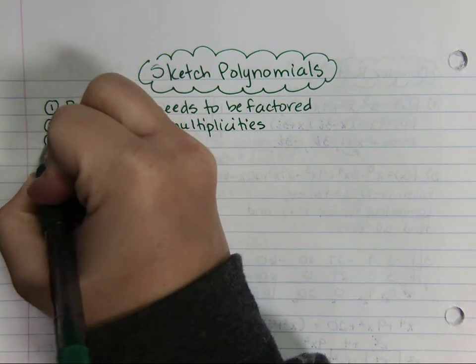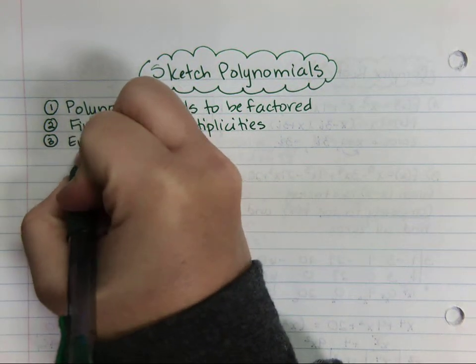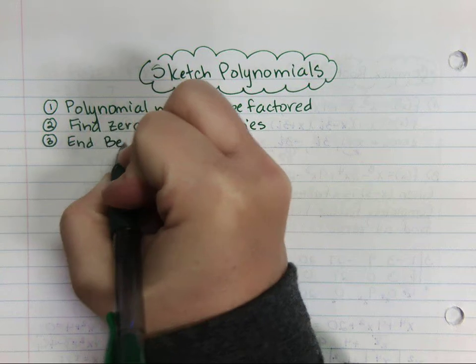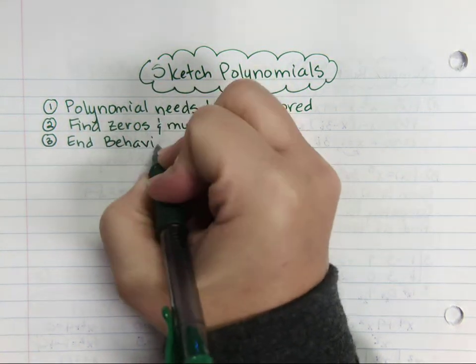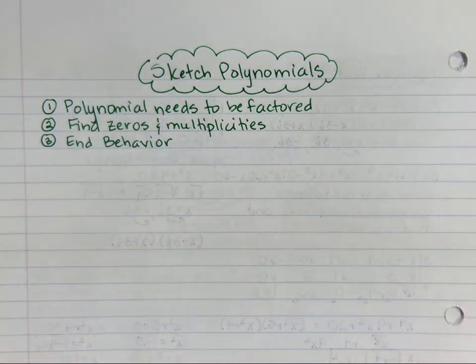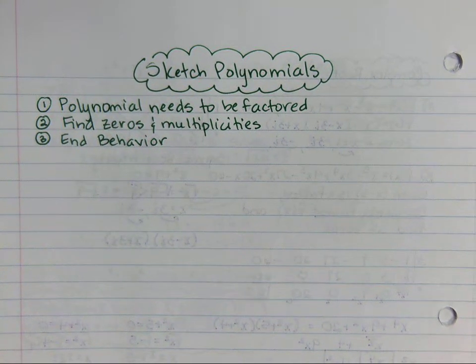The other piece of sketching polynomials is we want to understand the end behavior, because we need to know what's happening with the ends of the graph. So if we have these three pieces of information, we can do a general sketch of the polynomial.